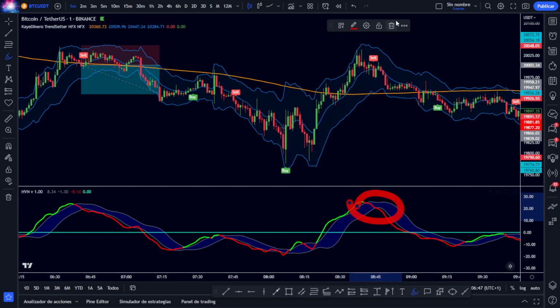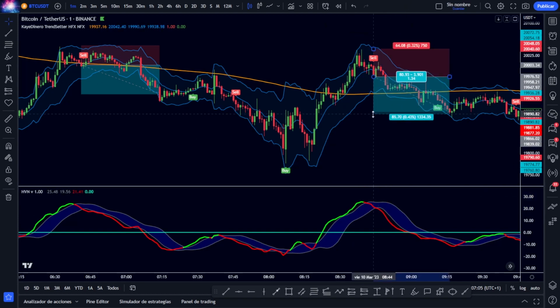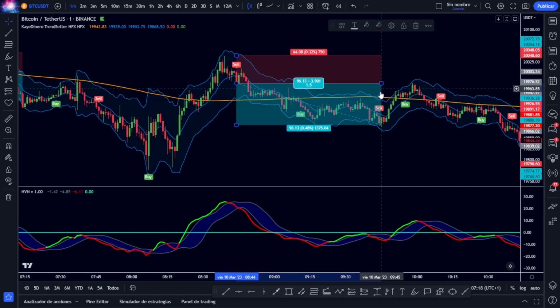A little later, exactly the same. Again we have that sell signal with the crossover exactly the same downward as the previous one, so we would place our operation and we would collect again.